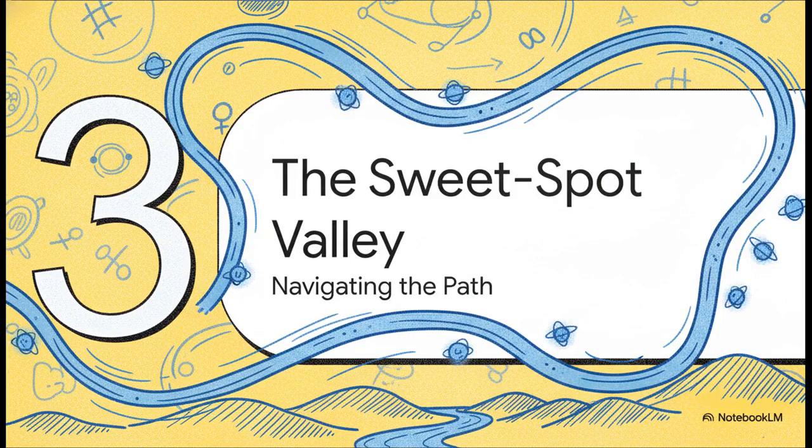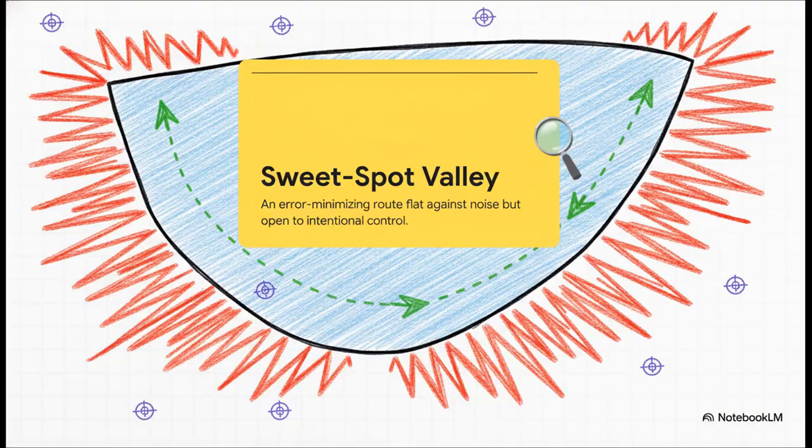That brings us to section 3, the sweet spot valley. Let's dive a bit deeper into how we navigate that path. You see, a sweet spot isn't just one magic coordinate where everything is perfect. Real-world quantum noise has direction and magnitude, so a true sweet spot valley is a continuous route. Think of it like a protective trench.